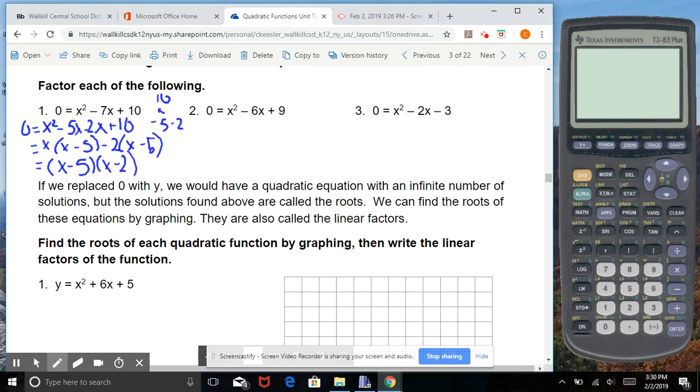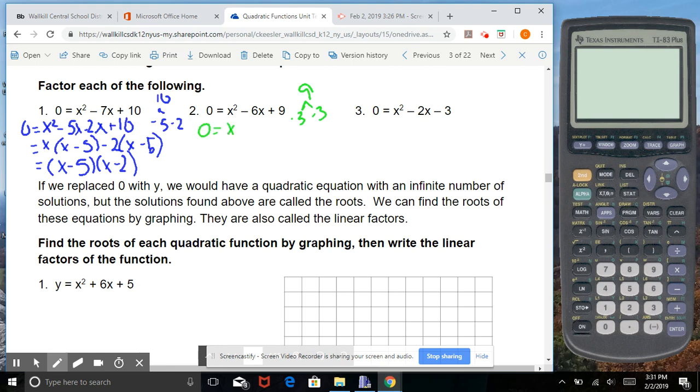And if I would solve that, I would get positive 5 and positive 2 as my solutions for x, and it's set equal to 0. So you can think of it as the zeros of the quadratic function. Number 2, same idea, same step. I would look for my factors of 9 that have a sum of -6, and I get -3 and -3. And again, factor by grouping.